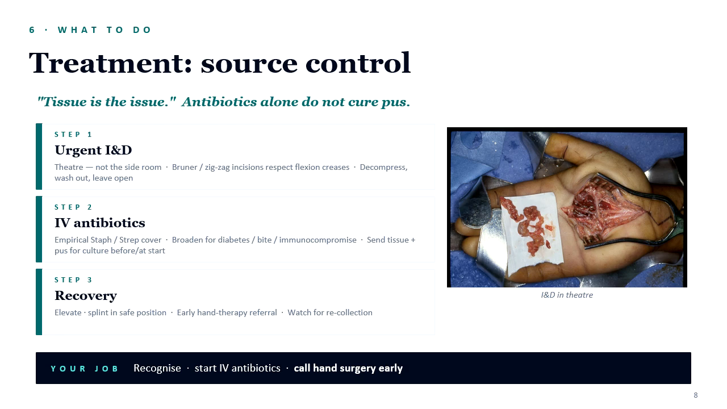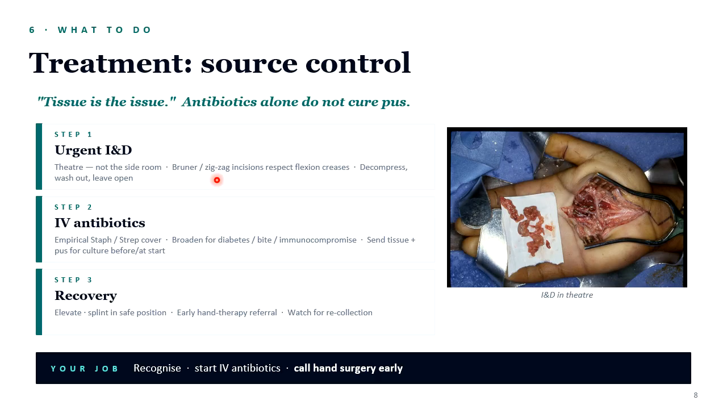So what do we do in these situations? Well, the first thing we all know is source control. The problem in this situation is the tissues are walled off, and it's very difficult for antibiotics to reach these areas. So you need an urgent incision and drainage, and this needs to be done in theater to allow for a thorough job.